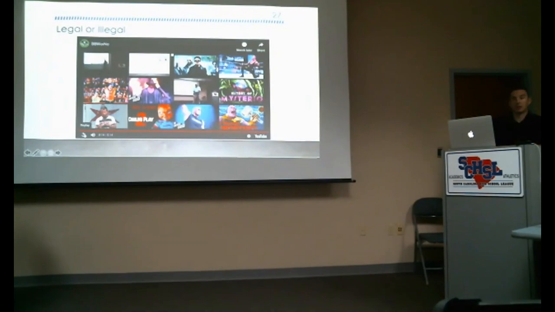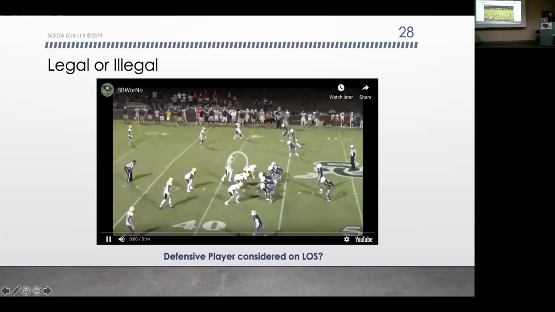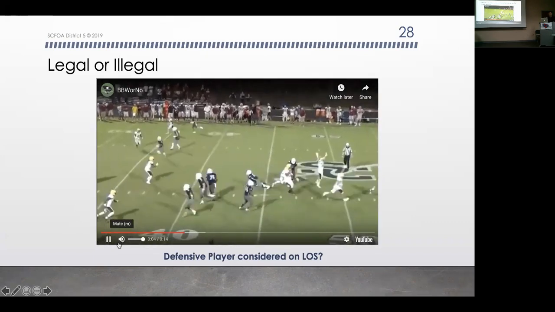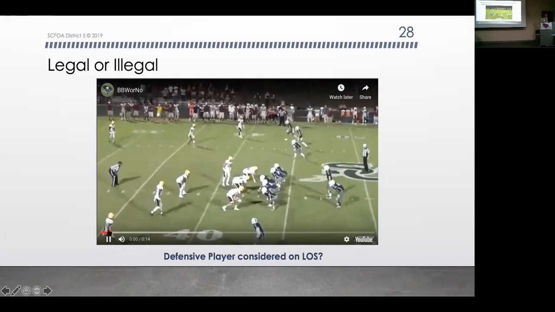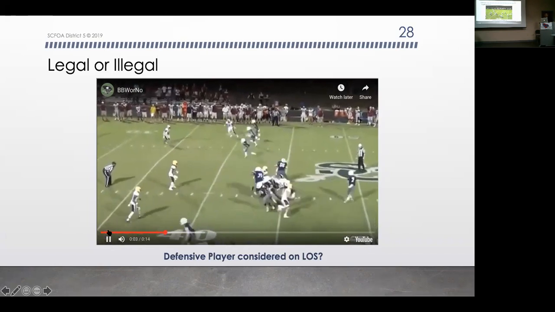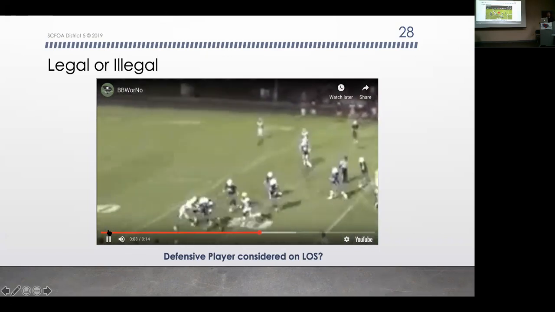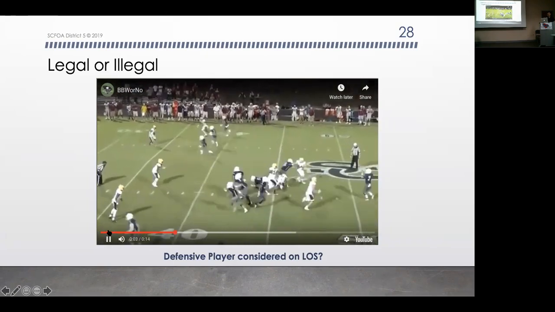So that same play, we can explain why that's not a block in the back, because everybody's thinking that's a block in the back. I don't think it is. I'm going to show you why it's not. Look at the initial contact right there. He's on the side. And then watch the play develop, and everybody's saying it's a block in the back. Maybe a hold, but it's not a block. So the point of this was, when we're talking about this defensive player, as he walks up, he's now considered on the line of scrimmage.